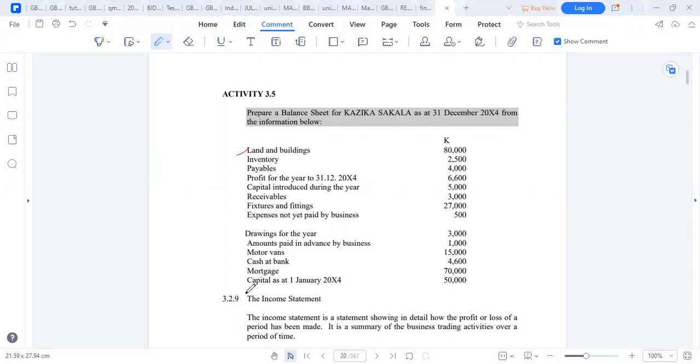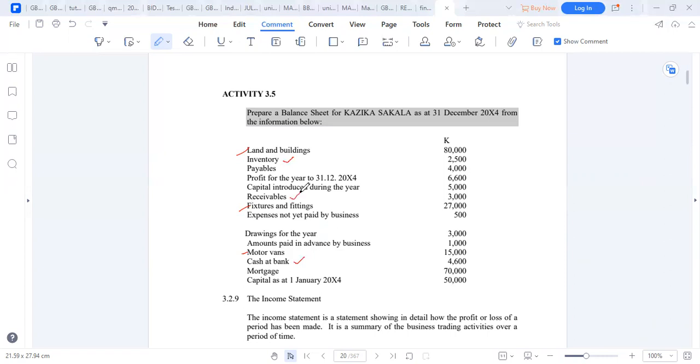Motor vans. Where is motor van? Down. It's down, somewhere there. Fixtures and fittings, correct. Then the current assets, which ones do you have? Inventory, correct. What else? Cash at bank, correct. Anything else?